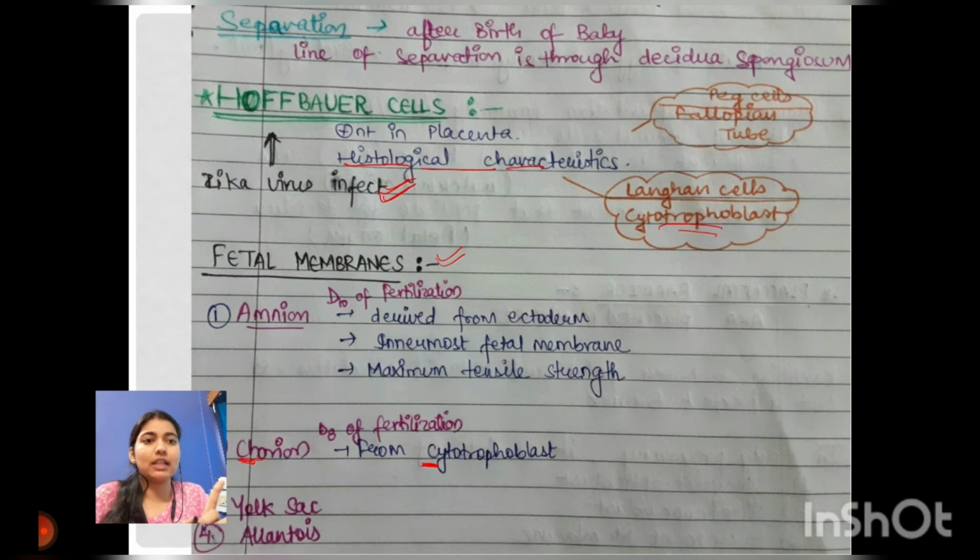Amnion is formed on the 10th day of fertilization, derived from ectoderm, and is the innermost fetal membrane. So amnion, day 10 of fertilization, is the innermost fetal membrane and it has maximum tensile strength. The other one is the yolk sac, and another fetal membrane is the allantois.